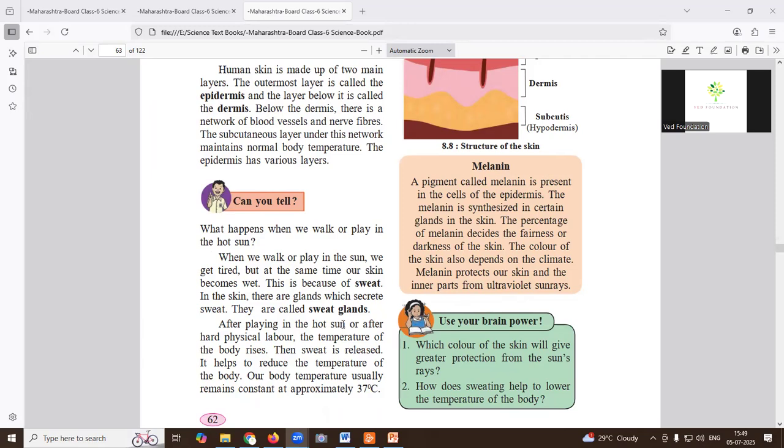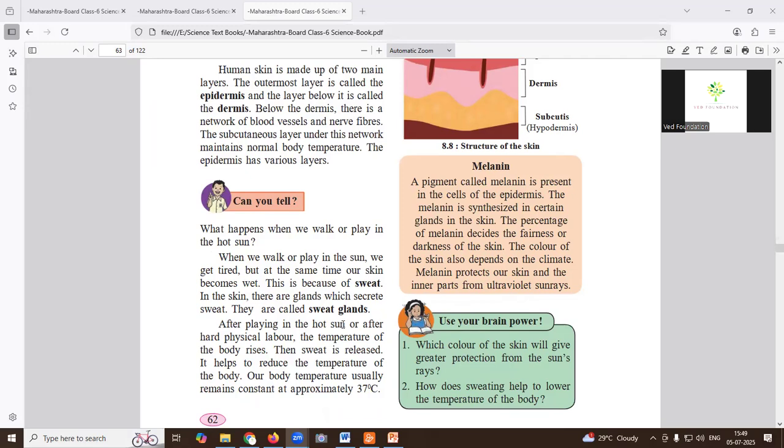Normal human body temperature 37 degree Celsius है and human body functions normally only at 37 degree Celsius. And human body में एक natural mechanism है 37 degree Celsius constant temperature maintain करने के लिए.